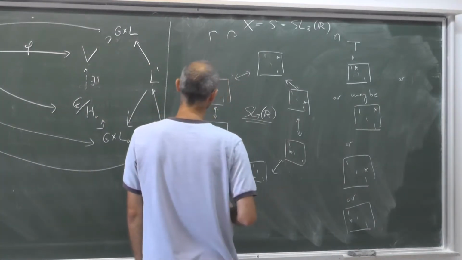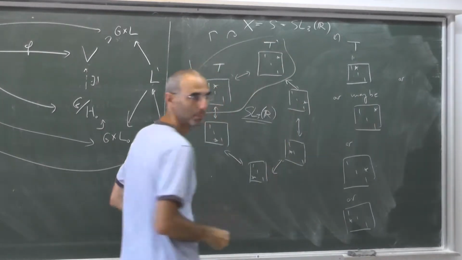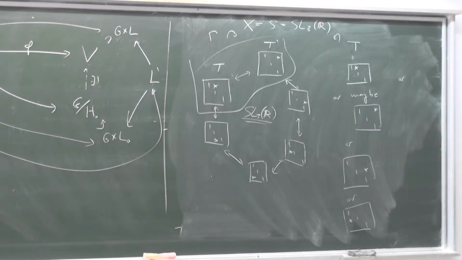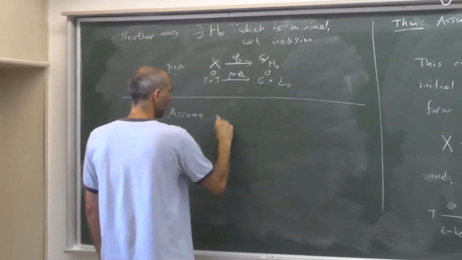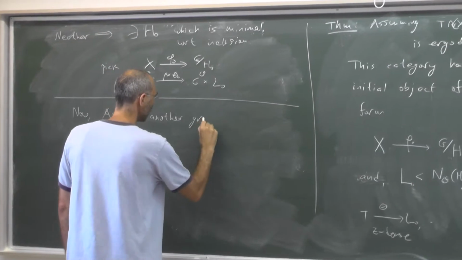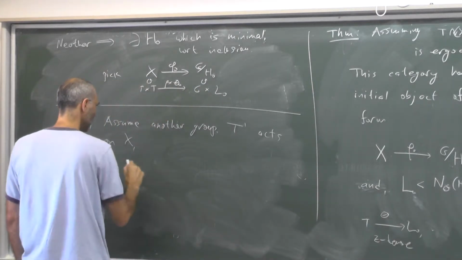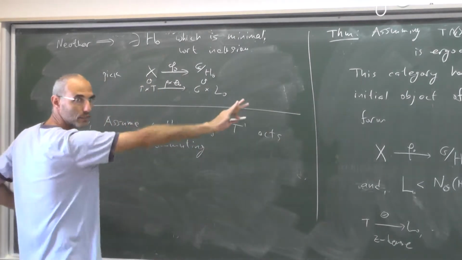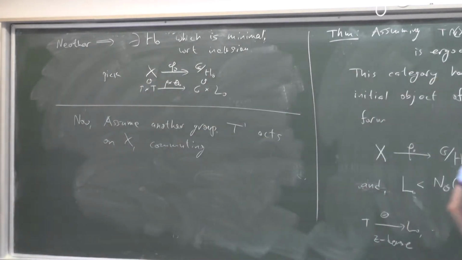And now I'm about to focus on a pair here. So this will be my T, and this will be my key point in the consideration that I'm about to expose. Now assume another group T prime acts on X, commuting. I'm generic here, I'm not in that special example, but of course this is what interests me. So this T prime in the example will act again on the right here.